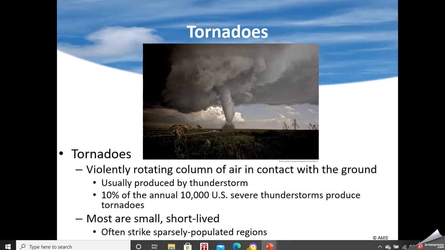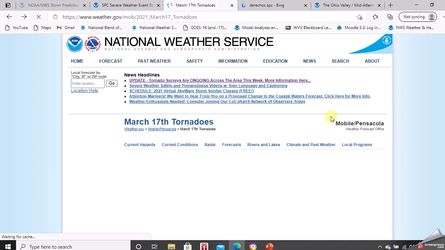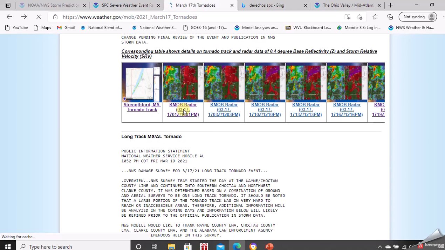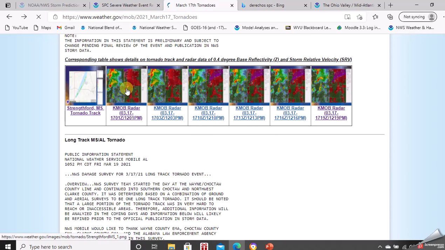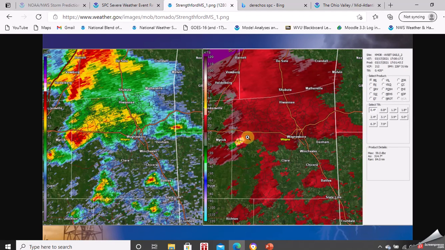If I go back to that event here, and this is supposed to be coming up to the tornadoes that occurred in Mobile, Alabama for one of them here. What I wanted to show you was with that one. Here is when they issued the warning. And that warning right here is the tornado. You see how there is some very strong rotation right in here.